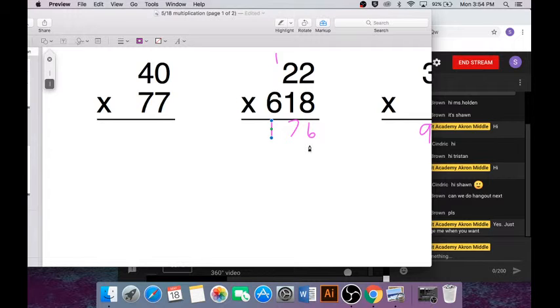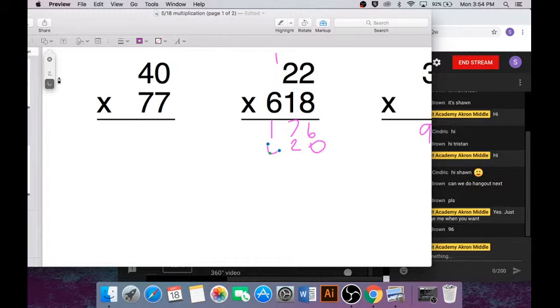Okay, now we move over to our 1. We're going to put a 0 to hold our place. 1 times 2 is 2. 1 times 2 is 2 again. Okay, now we're going to do our 6 times 2. So we're going to put 2 zeros to hold our place. We have 6 times 2 is 12. So we put down a 2, carry our 1. 6 times 2 is 12, plus 1 is 13. So we put down the 3 and the 1.